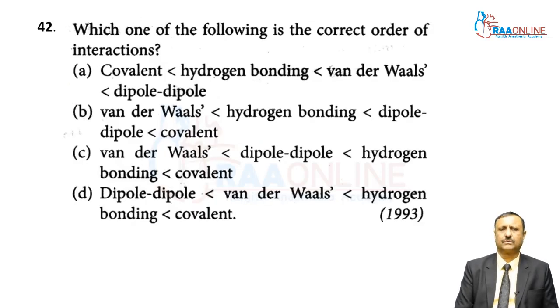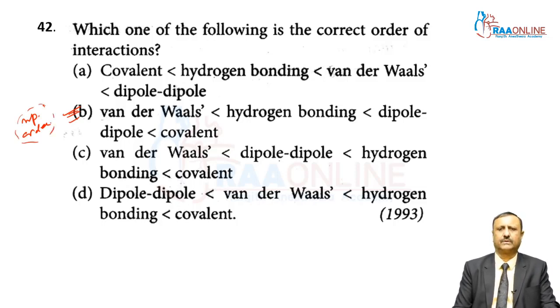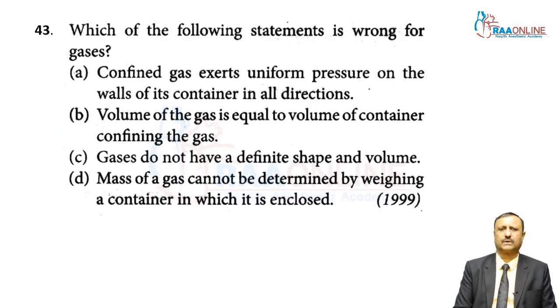Now my dear students, we can go to question number 42. Which one of the following is the correct order of interaction? My dear students, the answer is B. Van der Waals force is weaker than hydrogen bonding. Hydrogen bonding is weaker than dipole-dipole interaction, which is weaker than covalent bonding. And solubility of organic compounds is also based on this order. So my dear students, it is an important order. You must learn this order. Van der Waals forces are weak, hydrogen bonding is strong, and dipole-dipole interaction is stronger. Then covalent is last.